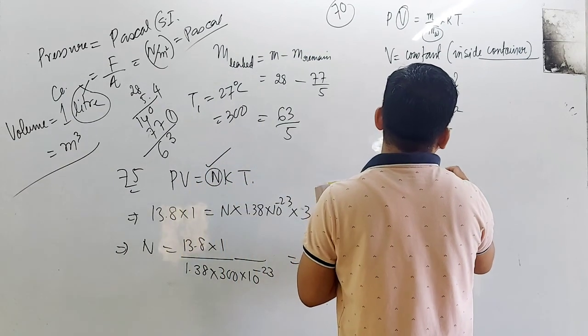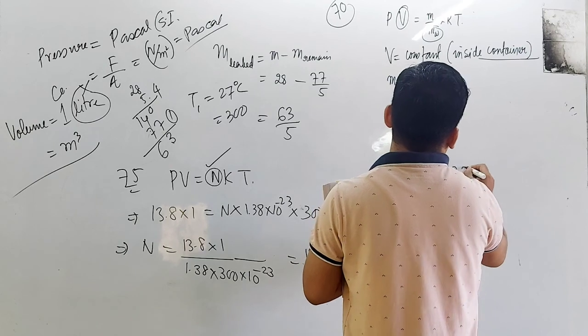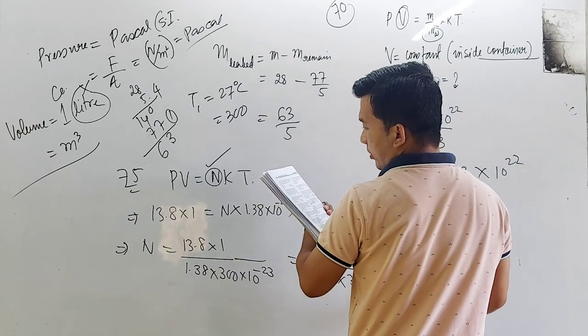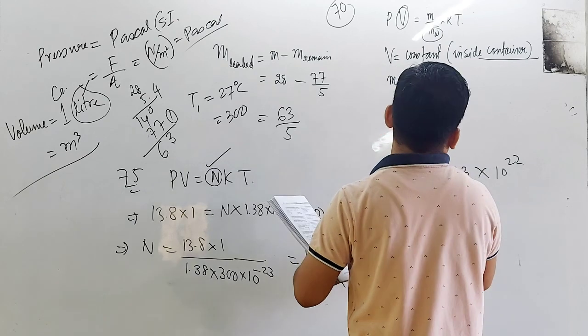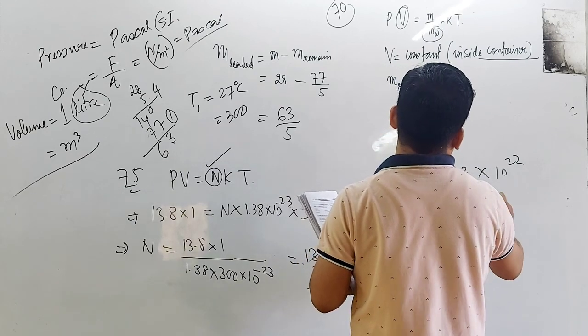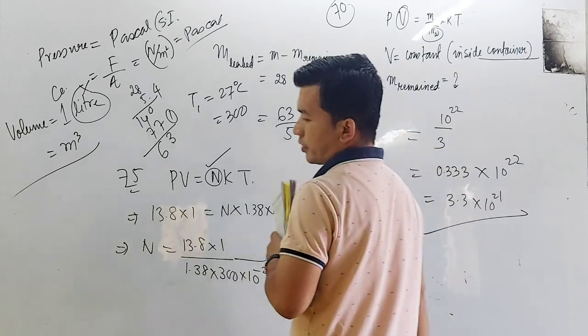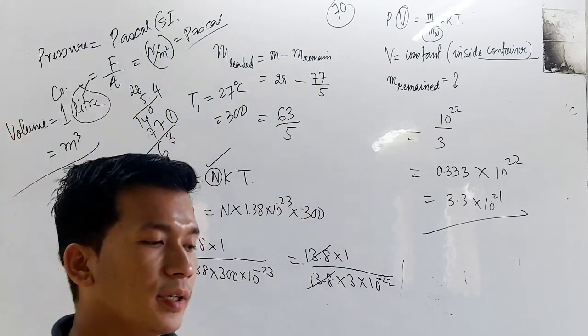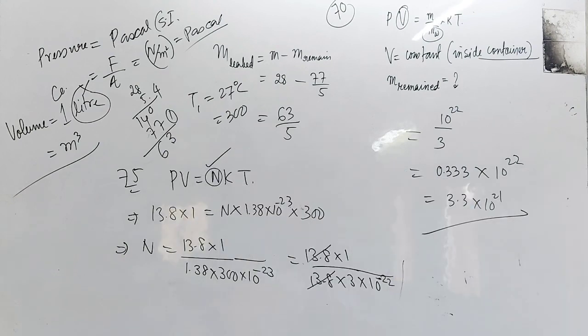In short, this will be 0.333 into 10 to the power 22, which is 3.3 into 10 to the power 21. Next, we will start the kinetic theory of gases.